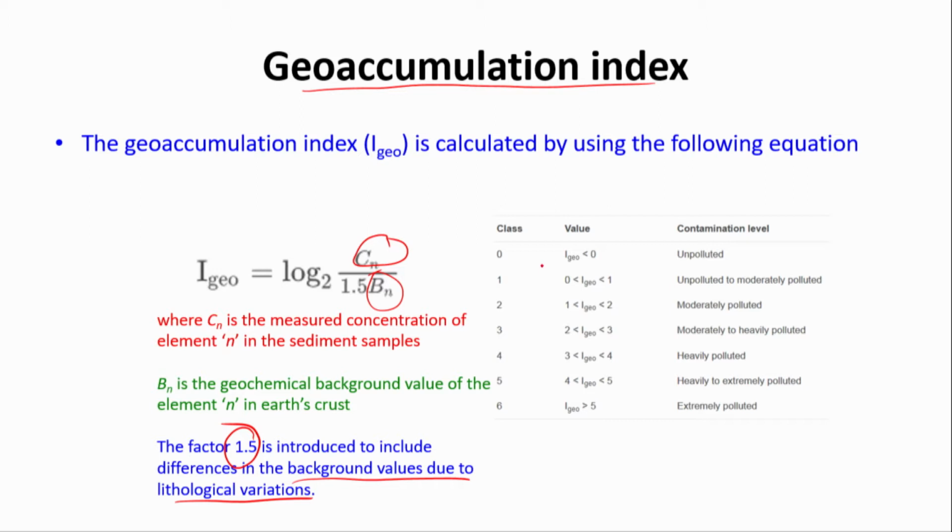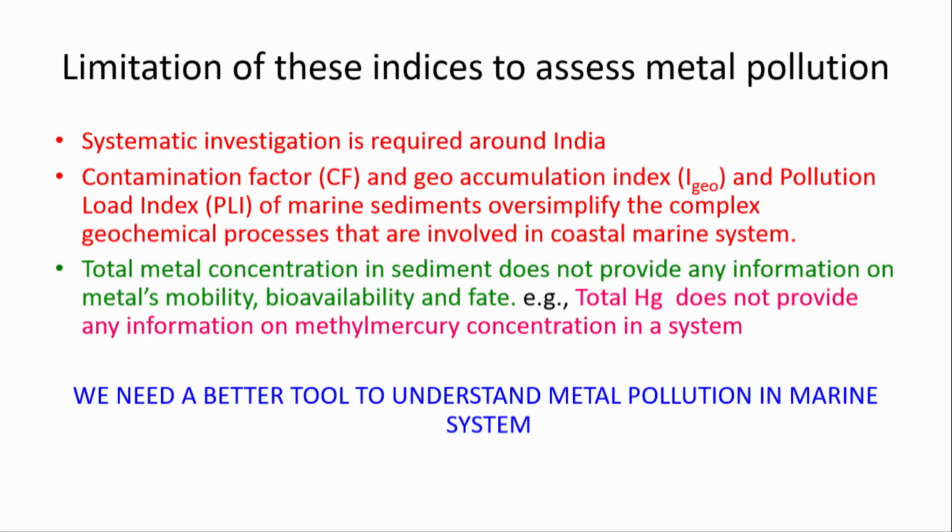So here you can see the different classes, based upon the Igeo value. It's unpolluted, moderately polluted, and so on up to extremely polluted. So these are very empirical. These are very gross. I mean, the limitation of these indices to assess metal pollution or the quality of the environment with respect to metals is, particularly in case of India, we need to have a very systematic investigation all around the country, which is not there.